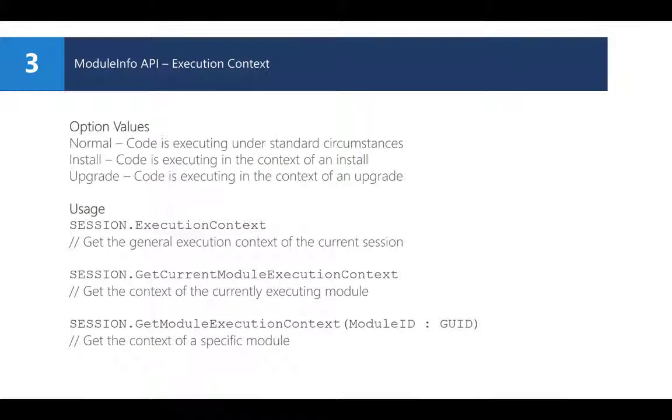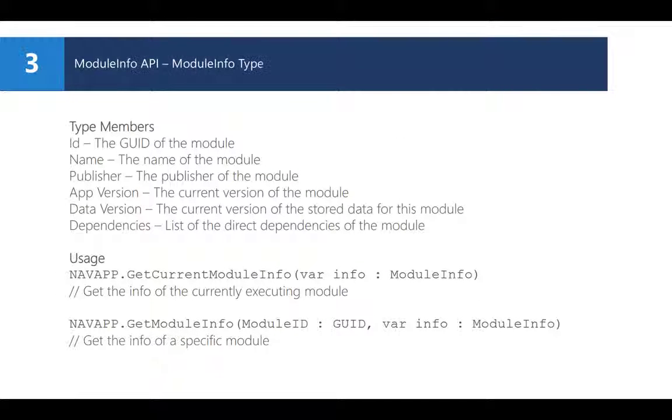You can use this anywhere in your app, also outside an upgrade code unit, just to be sure your code is only executed in the right context. You can check the execution context either in general or for your own module or even a specific module. The execution context is not the only thing you might want to know. Other information can also be important, like the version of the app or the version of the data that is currently in the system, what are the dependencies, and so on.